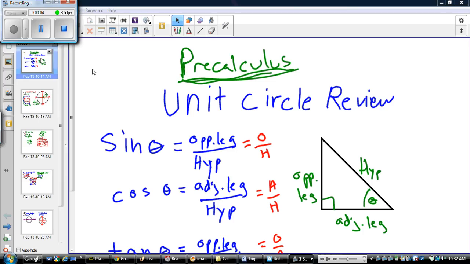Welcome, Precalculus Unit Circle Review. A couple things you'll have to touch up on as we get ready for our quiz. First of all, SOHCAHTOA: sine of theta equals opposite leg over hypotenuse, opposite over h.